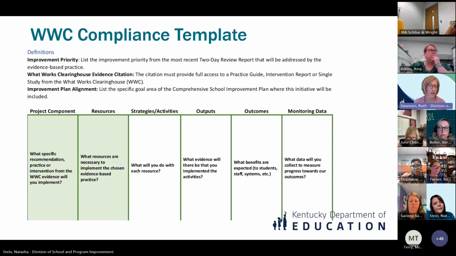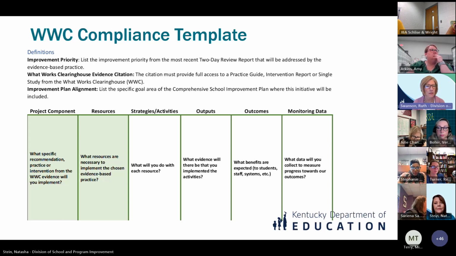Let's take the instructional resources. How would we know that we went about purchasing those and that they're in use? So we could have a purchase contract, but more than that, we could have an inventory of those resources. We could have walkthrough data that shows they're being used. So anything that's really going to show that we have actually done what we said we were going to do.